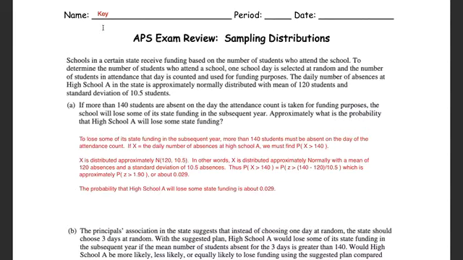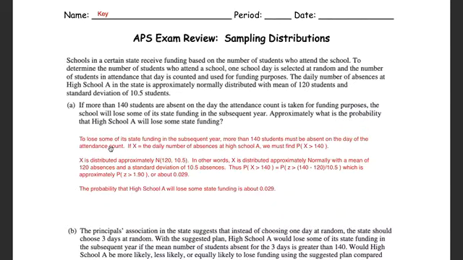Let's take a few minutes and look at the solution to this AP Statistics free response question, which touches upon sampling distributions. So the context of this question, we have high school A and they're concerned about losing state funding, and that funding loss depends on whether or not attendance on a particular day that's randomly selected exceeds a given boundary. So to lose some of its state funding in the subsequent year, more than 140 students must be absent on the day of the attendance count.